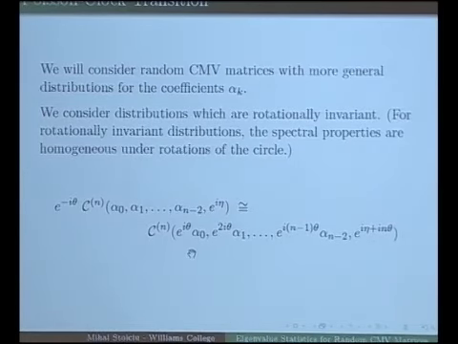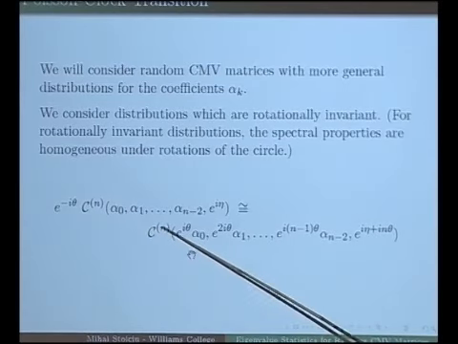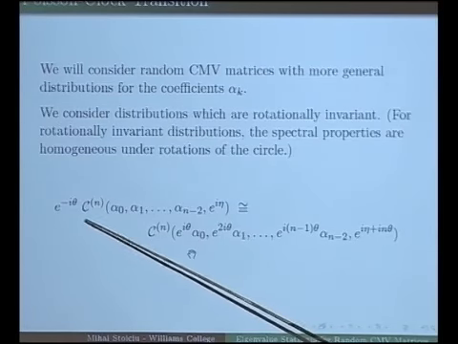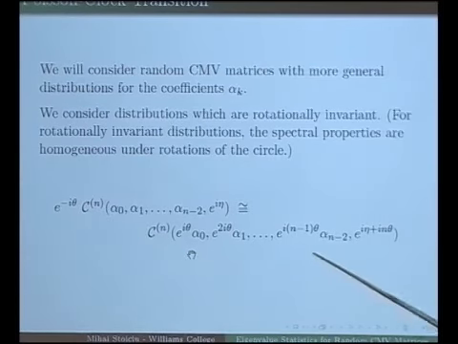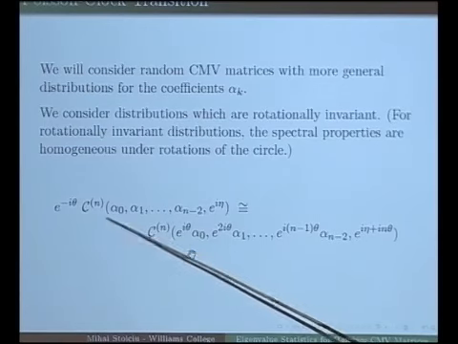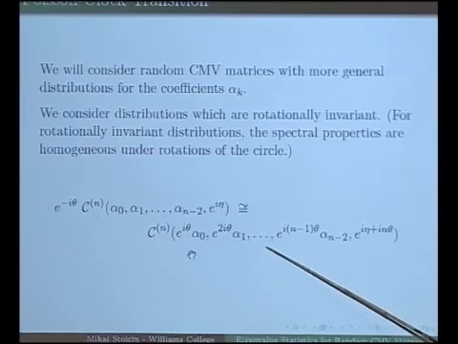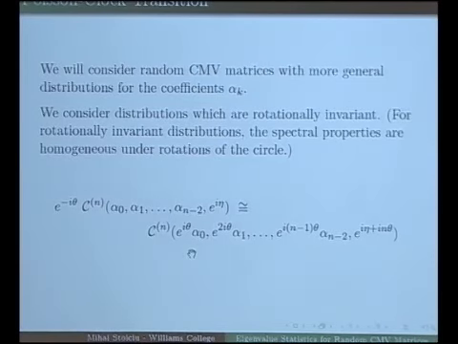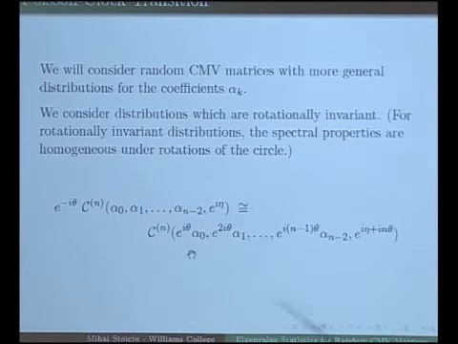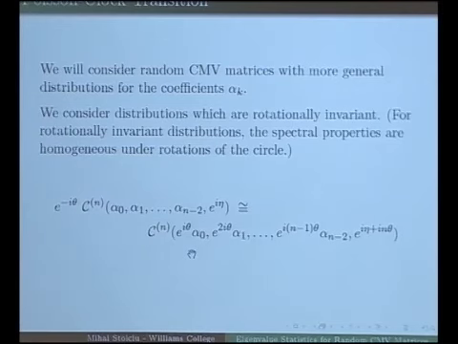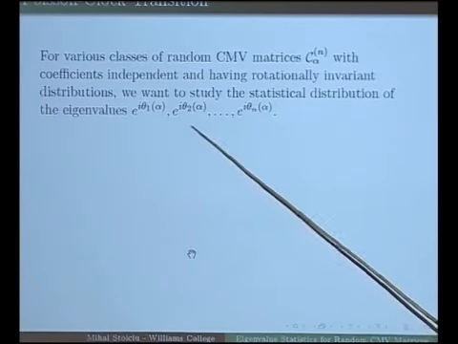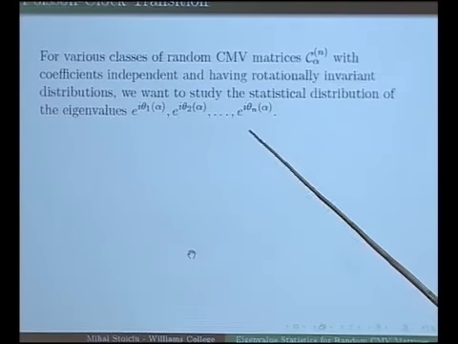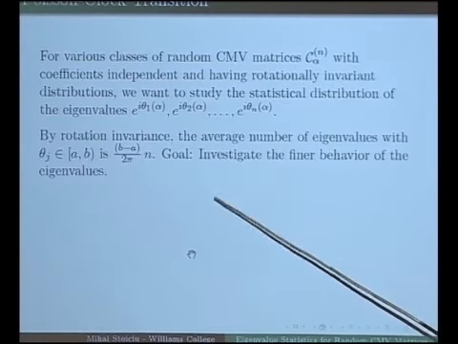Okay, now, we want to consider CMV matrices with more general coefficients. And here I need to emphasize this. In order for these methods to work, we need to take distributions for these coefficients that are rotation invariant. Simply because if I multiply a CMV matrix by a complex number of absolute value 1, that's also a CMV matrix. Now, if I want these two random matrices to have the same distribution, I need to have rotation invariance. And this also explains why I can take any energy when studying the distribution of eigenvalues there.